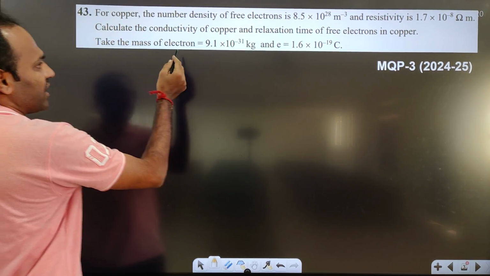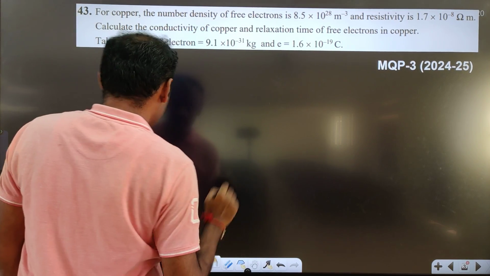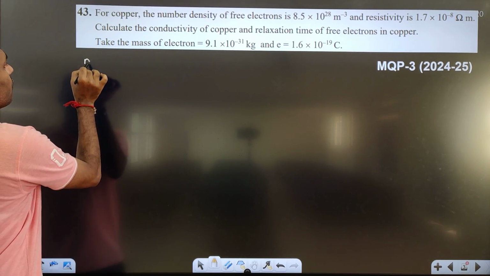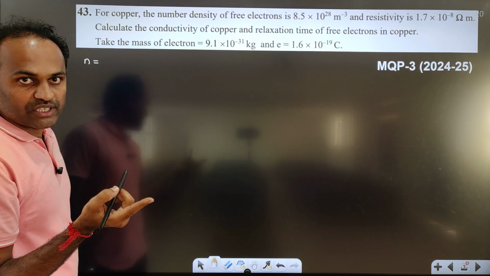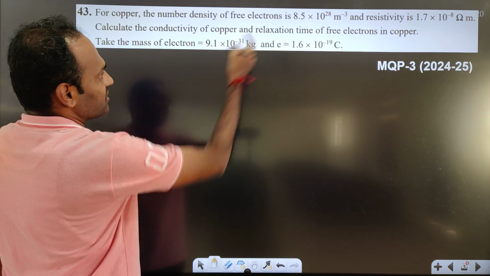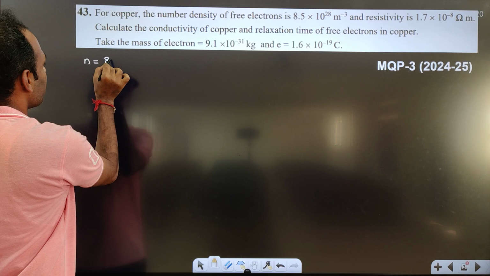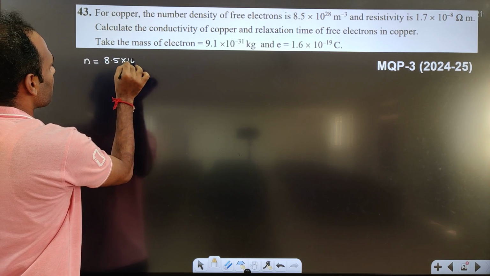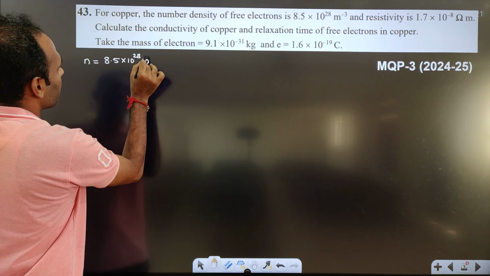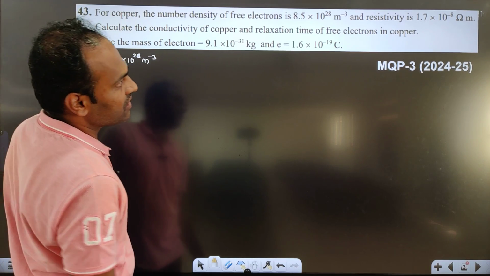Mass of electron is given and charge of electron is given. What else is given? Free electron density, we represent it by small n. Free electron density is 8.5 into 10 to the power 28 per meter cube. This much free electron density is given.